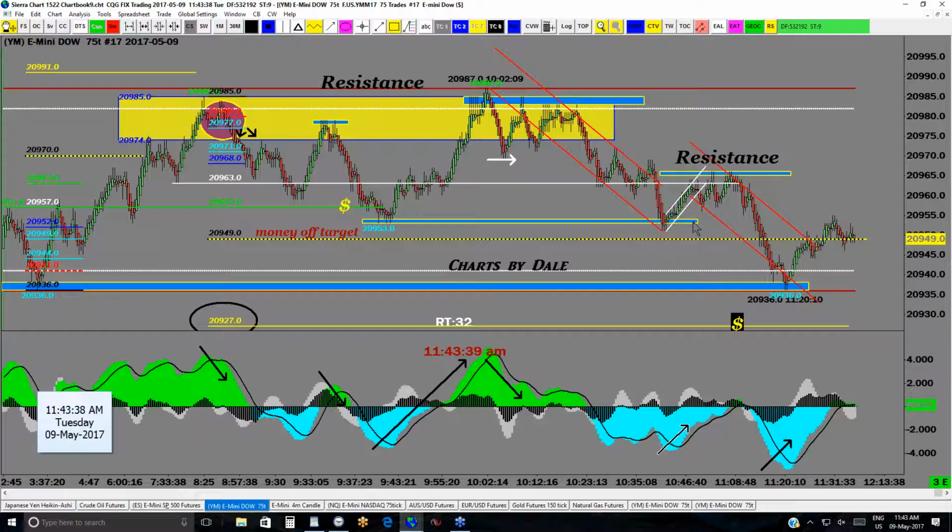Horizontal prior swing in the center of the screen at 20953, holding here as resistance on the YM.